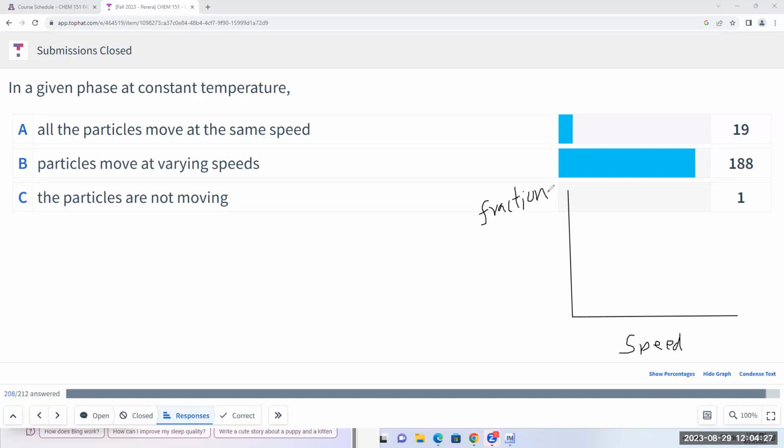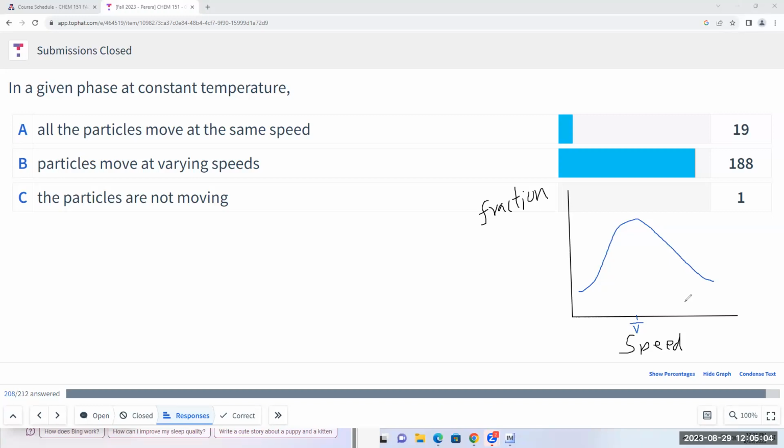What we just discovered, based on our observation, is that we have a distribution of speeds like that. Most of the particles will be moving at a speed around here. That's going to be our average speed. But at the same time, there will be some particles moving more slowly, and some particles moving faster than the average speed. That's the idea. Do we have any questions, concerns, comments? So we have a distribution of speeds.